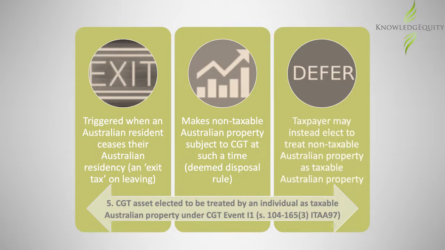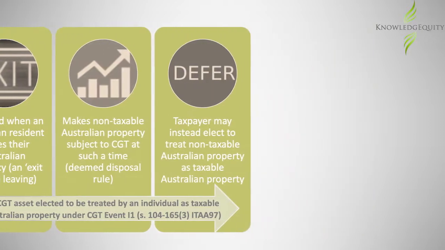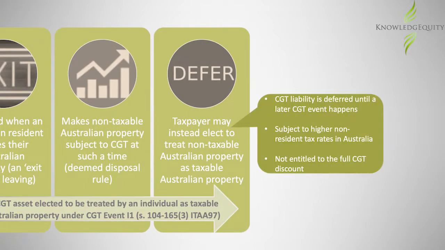However, the taxpayer may elect not to have CGT Event R1 trigger CGT liability at the time they become a non-resident. Instead, they can choose for their non-taxable Australian property, such as a small holding in an Australian company, to be deemed to be taxable Australian property. In such situations, the CGT liability is deferred until a later CGT event happens with respect to the asset. This defers any tax payable, but note that the taxpayer will instead be subject to higher non-residence tax rates in Australia and will not be entitled to the full CGT discount.